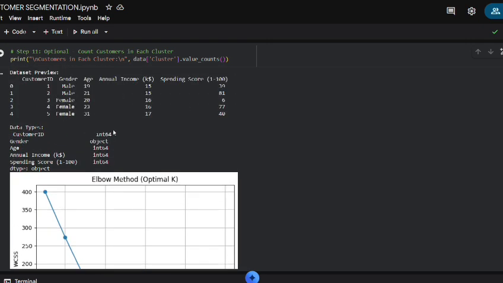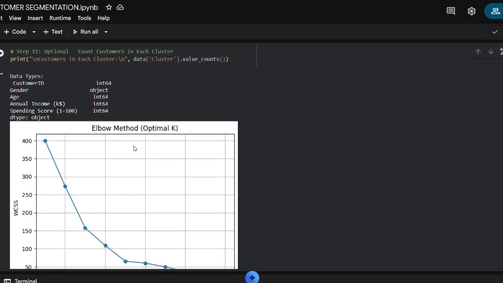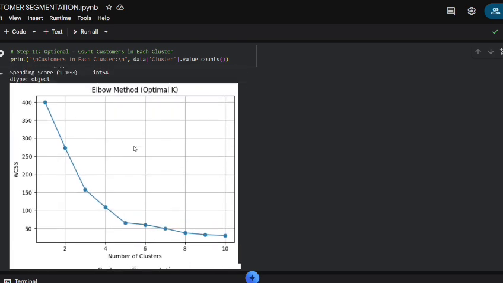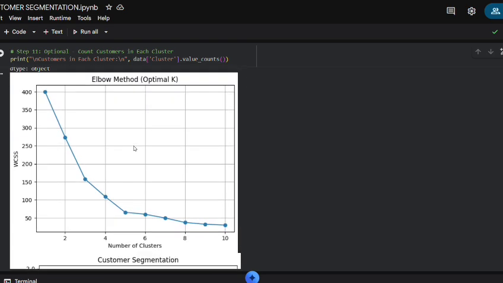This project has strong real-world applications. Companies like Amazon, Flipkart, and Netflix use similar techniques to understand customer preferences and recommend products. Banks use customer segmentation to offer personalized financial services, and marketing teams use it to run targeted campaigns.